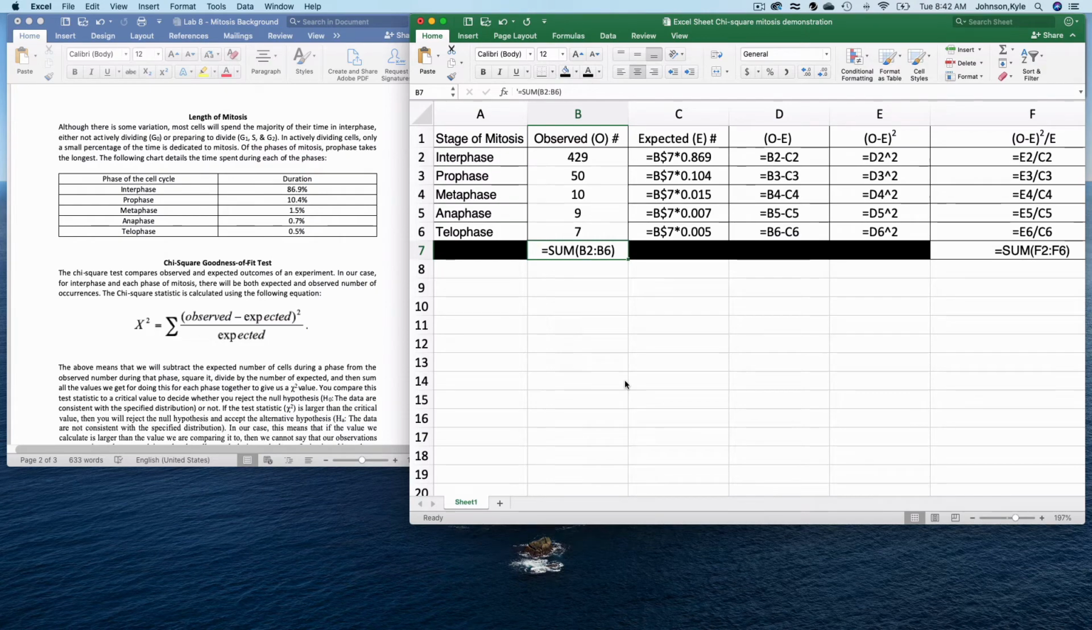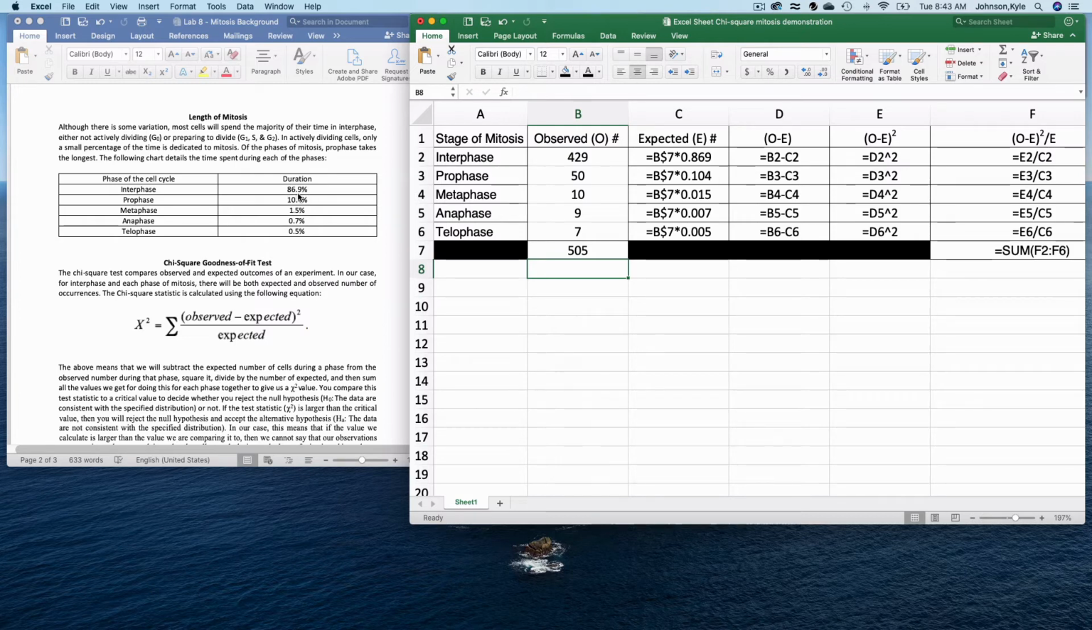So this is how you would do it. You could type in equals sum, open parentheses, B2 colon B6, close parentheses, or you can type in equals sum open parentheses, and then select these numbers, and then press enter. All right, now to calculate the expected number, you're going to multiply this number by the reported frequency. And I tell you in the background information what that is.